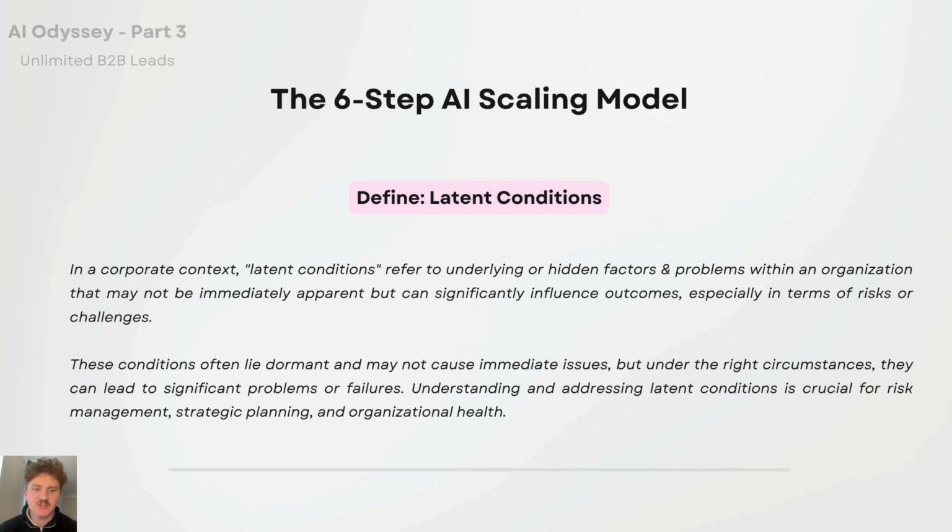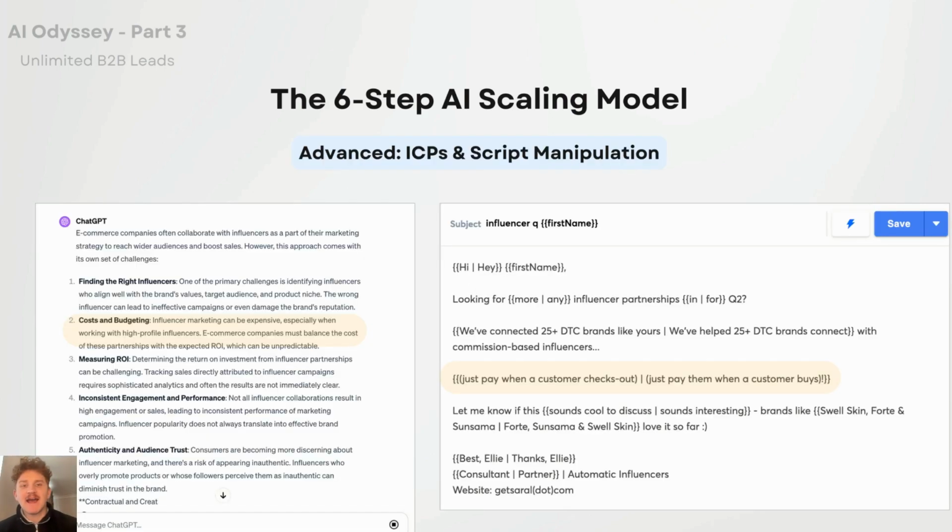Understanding and addressing those conditions is crucial, so that you can actually write good outreach. So let's now manipulate our cold email script with the ICP problems and latent conditions of an e-commerce brand. With e-commerce companies, you can see here on the left, number 2 is costs and budgeting. When e-commerce brands try and hire influencers, it can be very expensive, especially when working with high-profile influencers. The companies must balance the cost of these partnerships with the expected return on investment.